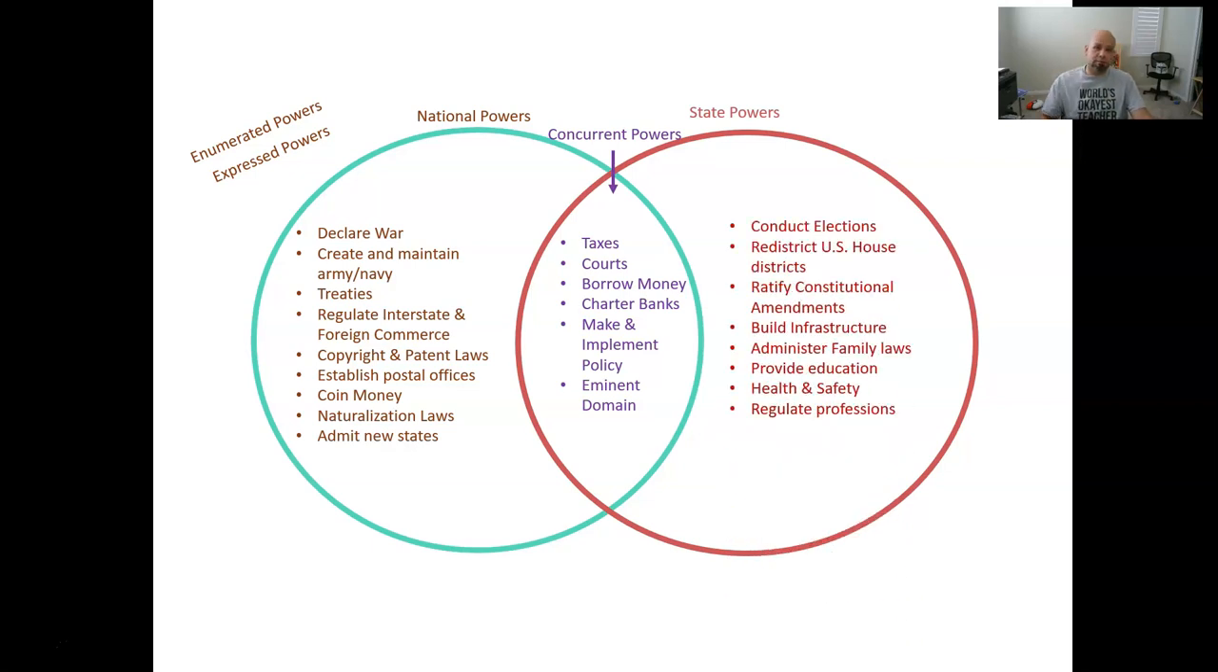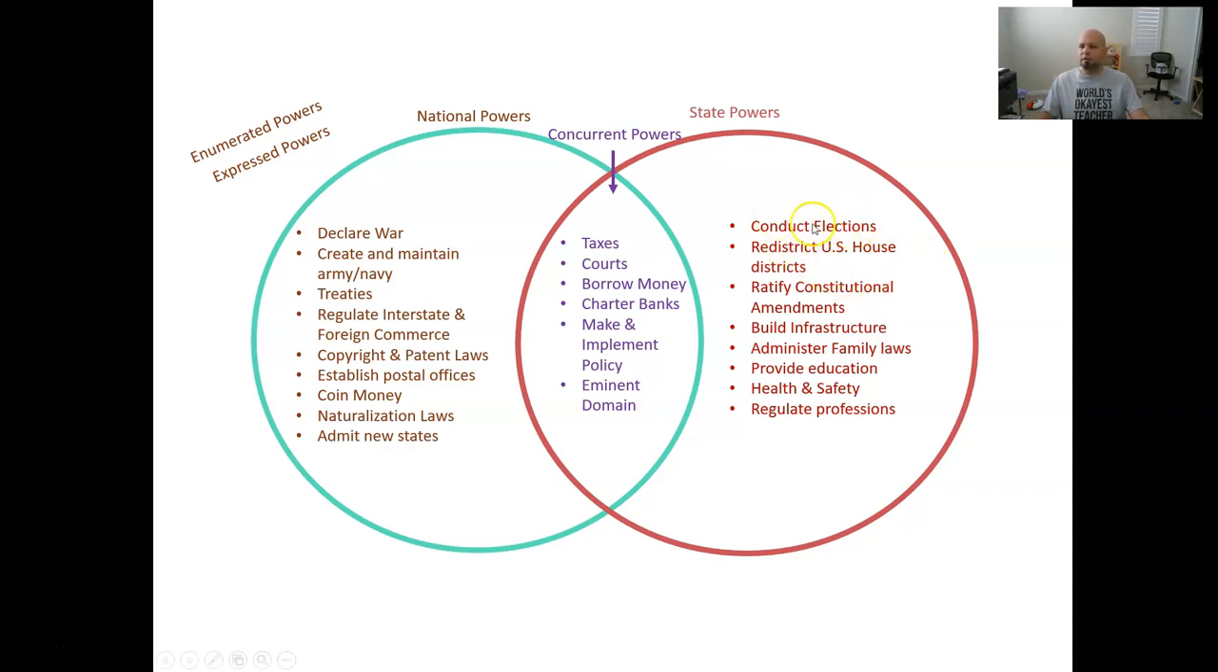Next we have state powers. Okay, state powers are important. We have conducting elections, redistricting U.S. House districts. We're going to talk about that in a lot more detail in the next unit, in Unit 2, because we're going to be talking about the House of Representatives and a lot of what goes into that. So we'll come back to this one a little bit more.